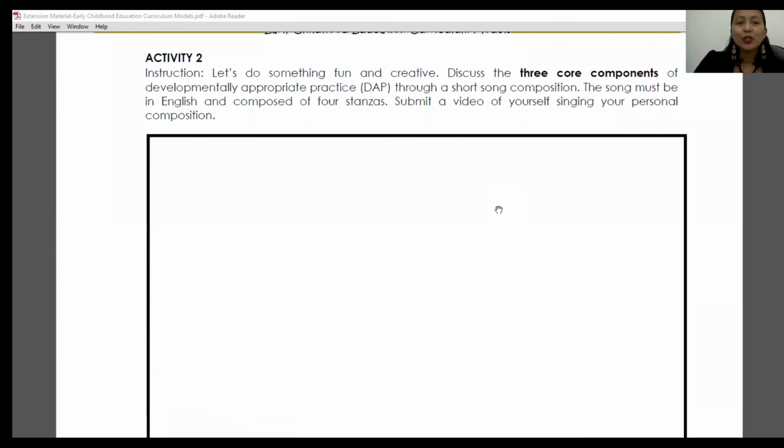Activity 2, let's do something fun and creative. You need to discuss the 3 core components of DAP through a short song composition. Remember, it's only a short song composition. The song must be in English and composed of 4 stanzas. Remember, you need to follow instructions. And you need to submit a video of yourself singing your personal composition. Remember that the song should be about the 3 core components of DAP.